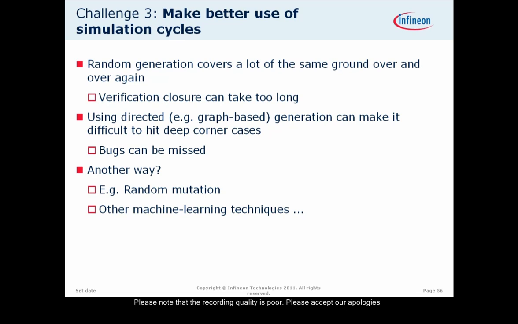The problem with random generation is that it seems we simulate a lot of the same cases over and over again. So we spend a lot of simulation cycles just doing the same thing. This can lead to long project schedules and a long time to verification closure.